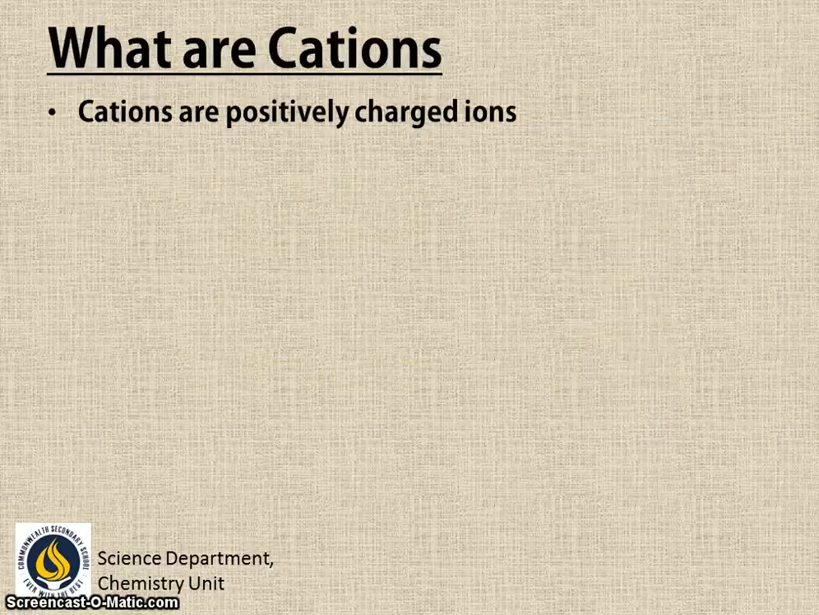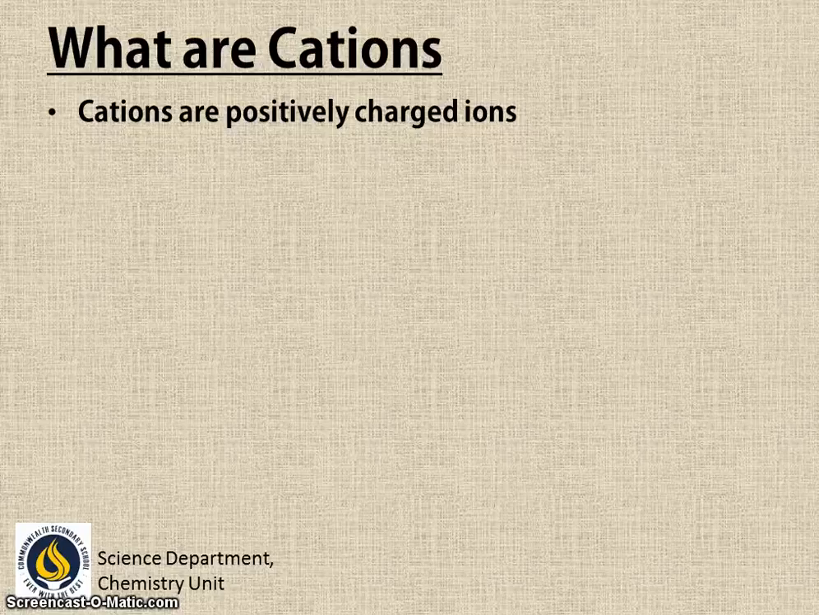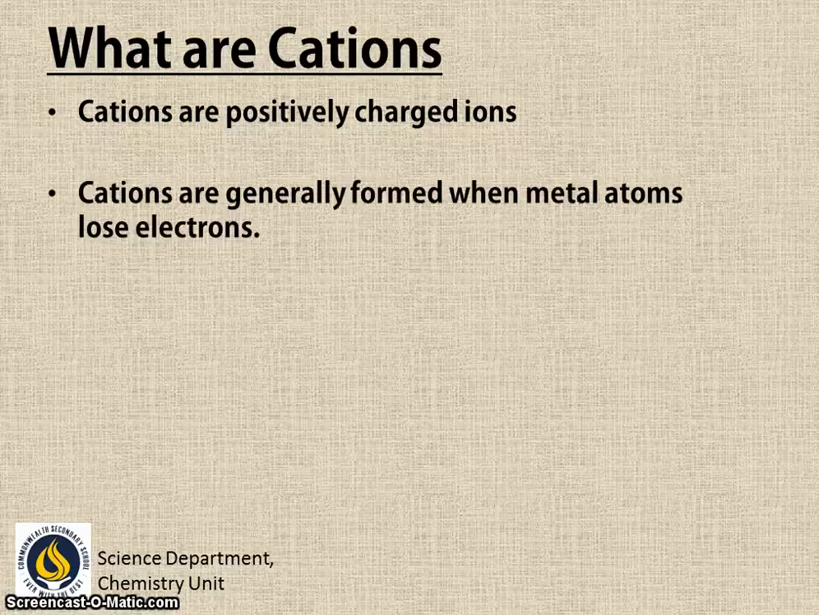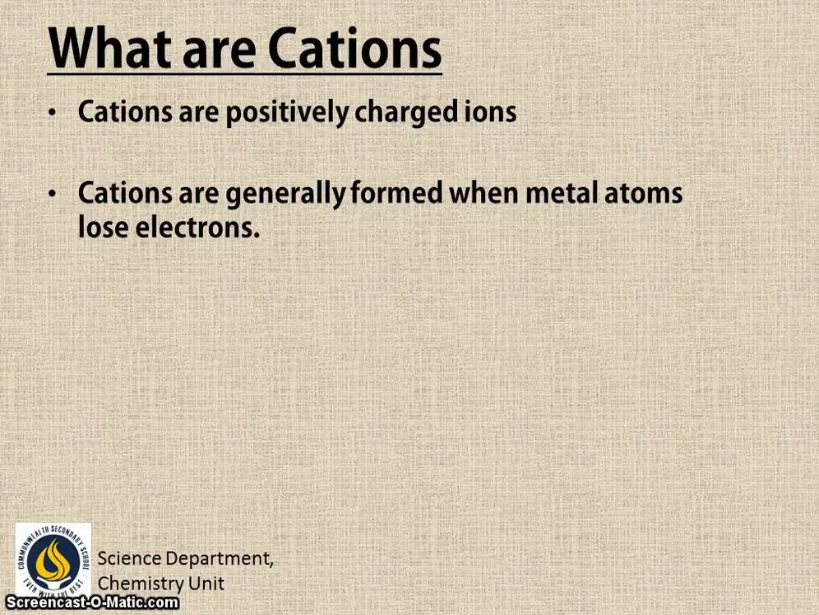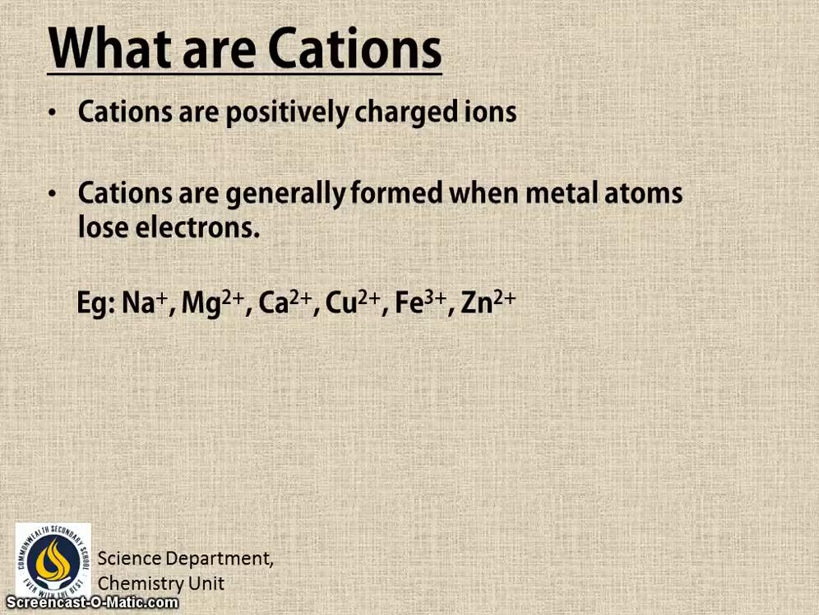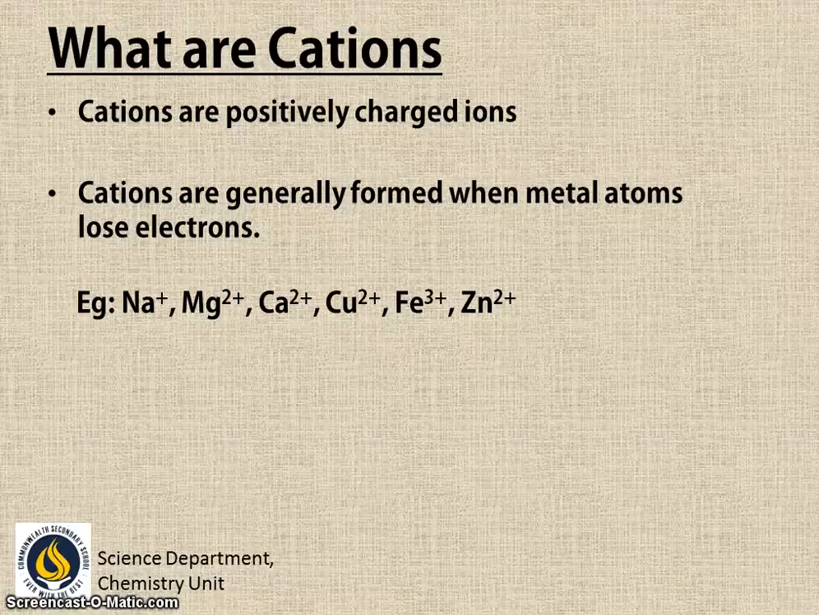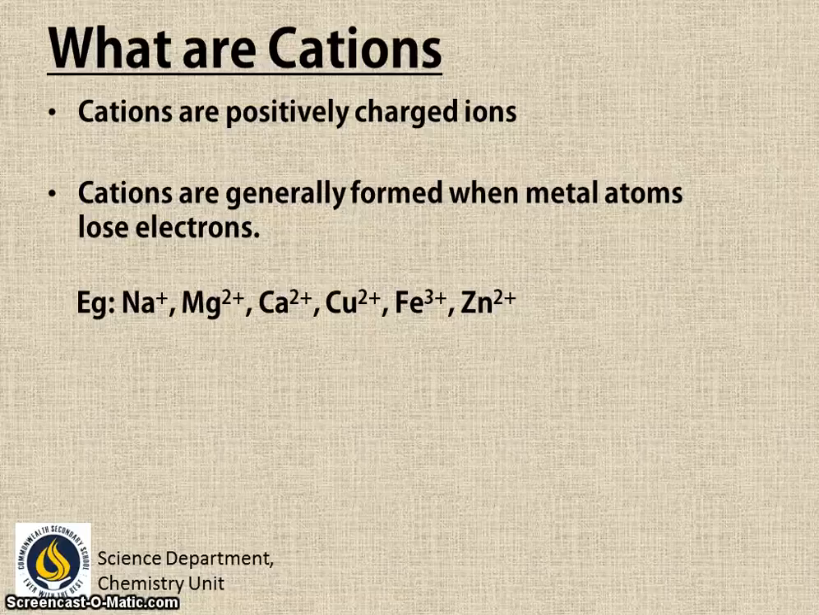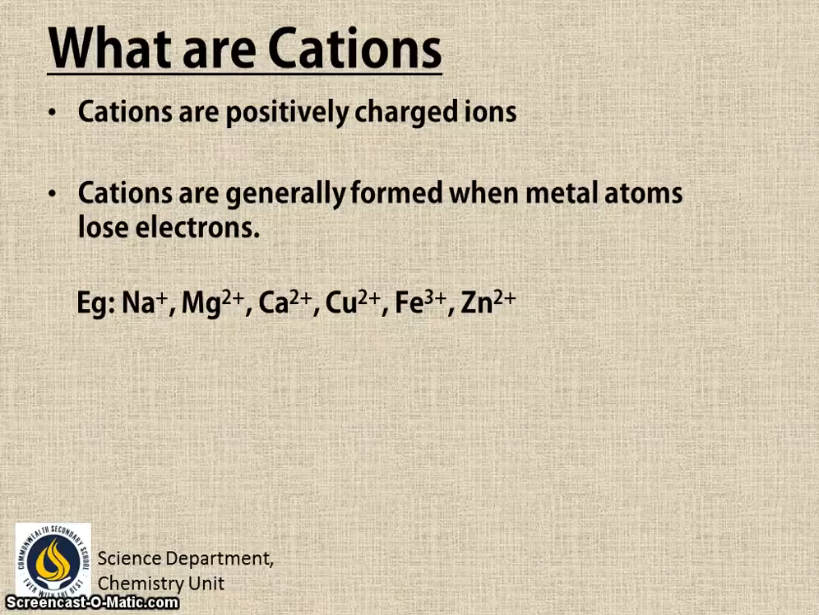What are cations? Cations are positively charged ions. They are generally formed when metal atoms lose electrons. Examples of cations are the sodium ion, Na+, magnesium ion, Mg2+, calcium ion, Ca2+, copper 2 ions, Cu2+, iron 3 ions, Fe3+, zinc ion, Zn2+, and so on.